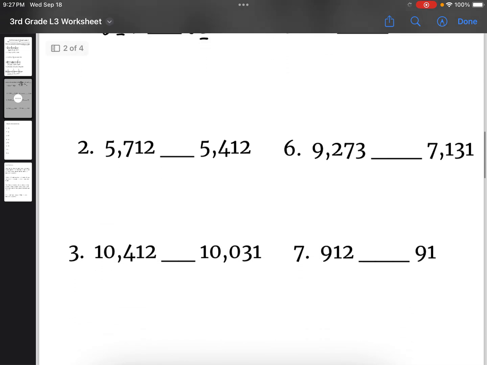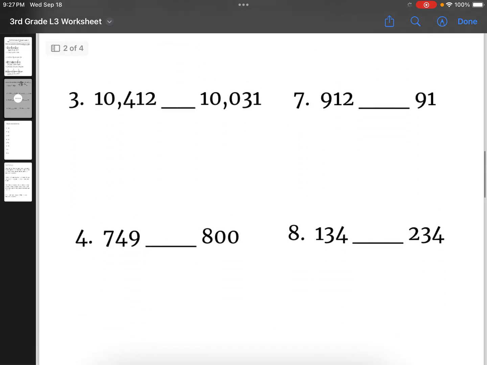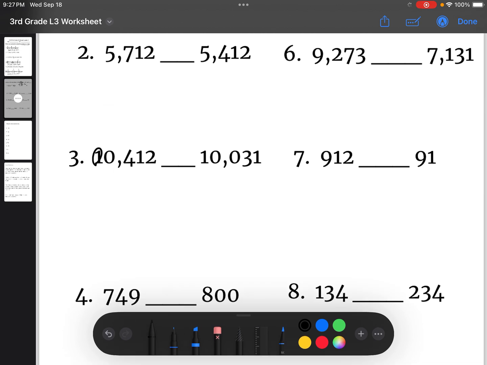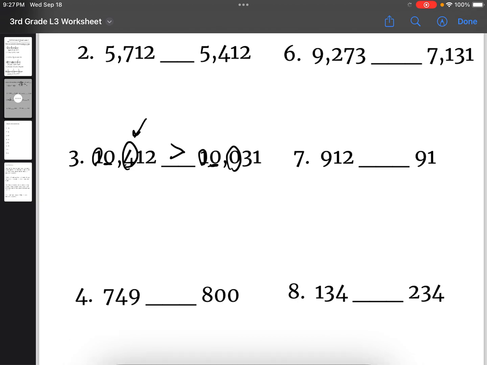Let's take a look at another one here, number 3. The first number is the same. The second number is the same. The third number, this one's 4, this one's 0. So we know that this one is greater this time. So the greater one gets eaten by the alligator. So it'd be like that.